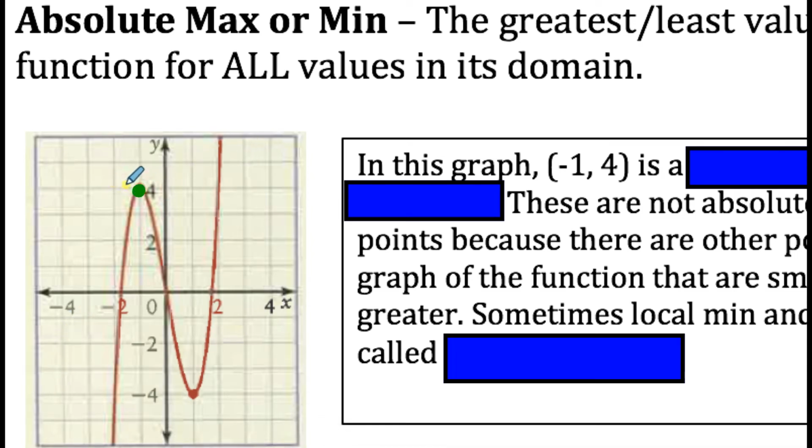And yes, the function does go higher than that point over here, but within this little interval I outlined, that is the highest it ever goes. So it's a local max point. And this right here, for the same reason, is a local min point. That's not the lowest the function ever goes, but within that little interval, that is the lowest it goes. So it's a local min point.